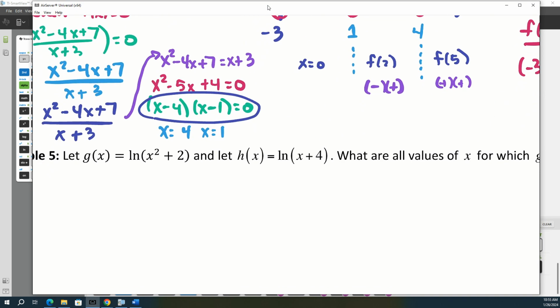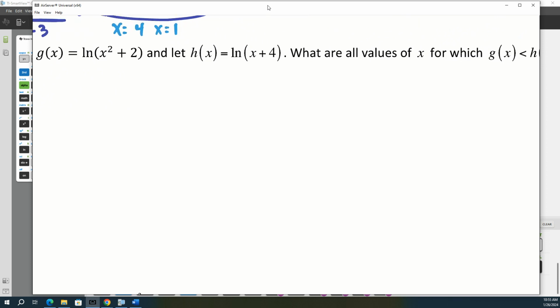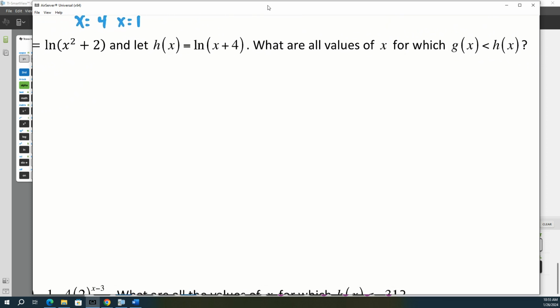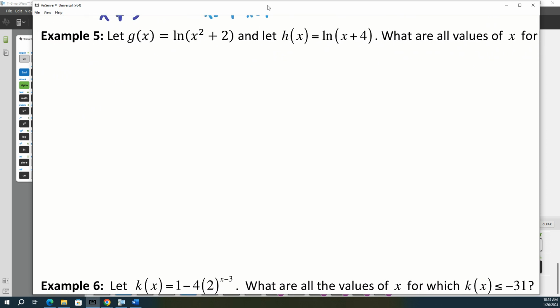Next question is different. So we have 2 functions this time. We want to know when g of x is less than h of x. So I want to know when the natural log of the quantity x squared plus 2 is less than the natural log of x plus 4. So even though this is a different question, we're going to do the number line and everything.